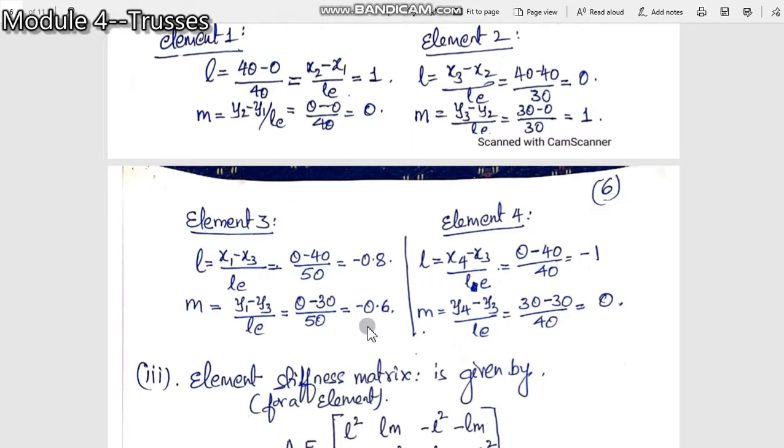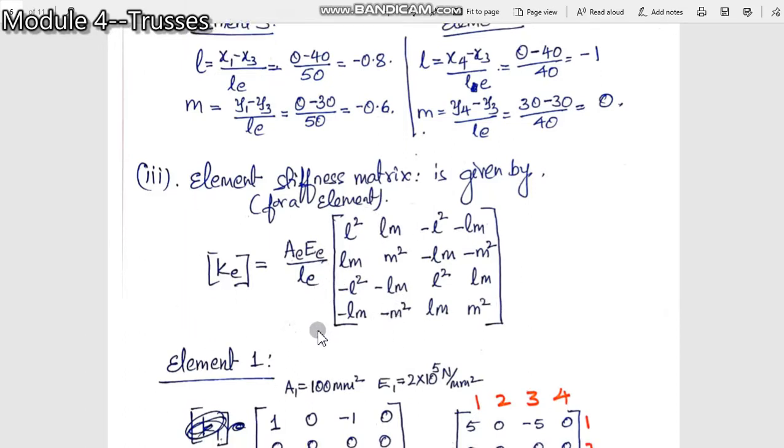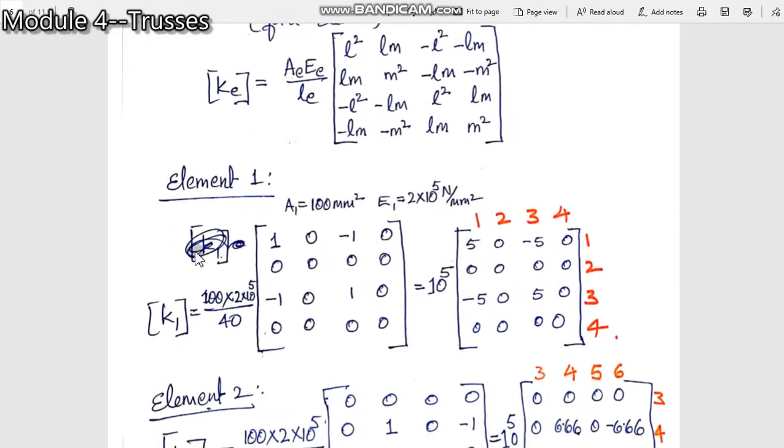Finding L and M for all the elements is very much required, because you need it for the stiffness matrix. This is the general formula: Ke is equal to E A by LE times a 4 by 4 matrix. Now, let us apply this to element 1. A is given, E is given, so all the values are given. L and M for element 1 are known to you. Substitute and simplify this, 10 raised to 5, 5 0 0 0.